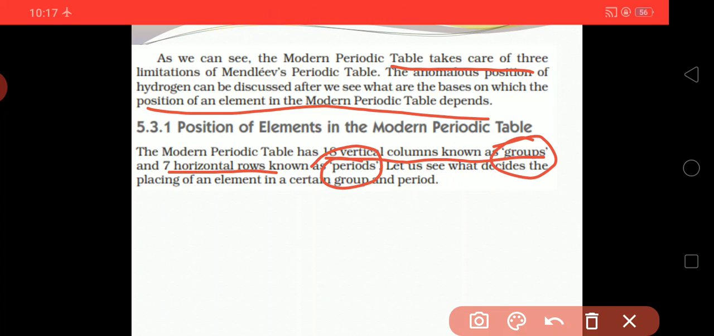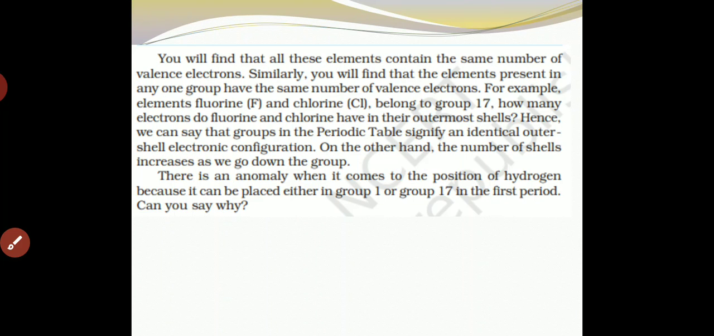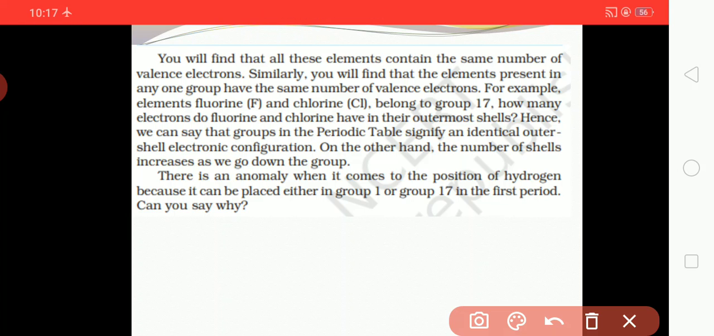Let us see what decides the placing of an element in a certain group and period. You will find that all these elements contain the same number of valence electrons. Similarly, you will find that the elements present in any one group have the same number of valence electrons. In that group, the elements present will contain the same valence electrons.